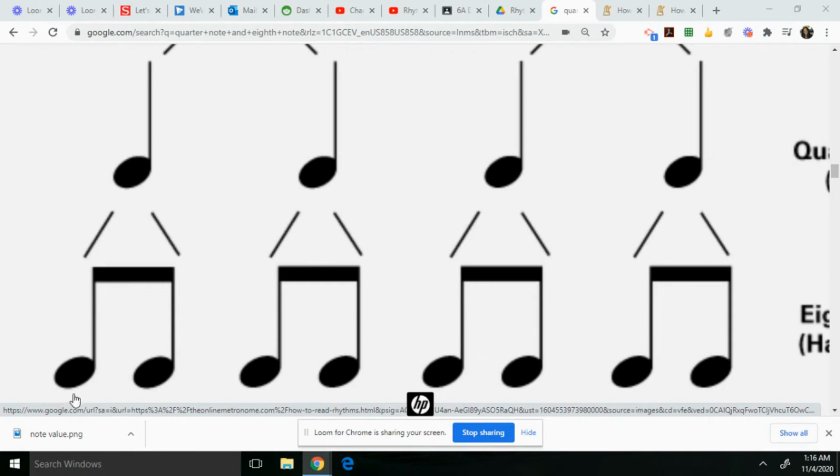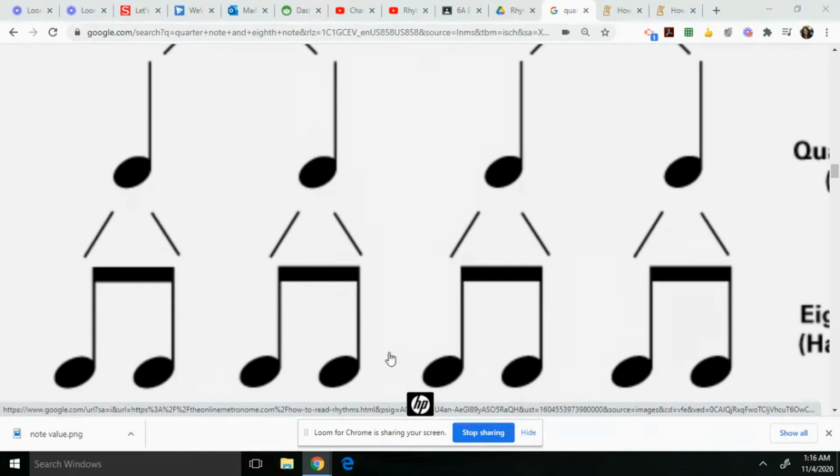So this is an 8th note. That 8th note gets half a beat. And then this 8th note also gets half a beat. So you take this half, put it together with this half, and you get one whole beat. And we would count it like this, 1 and, 1 and.